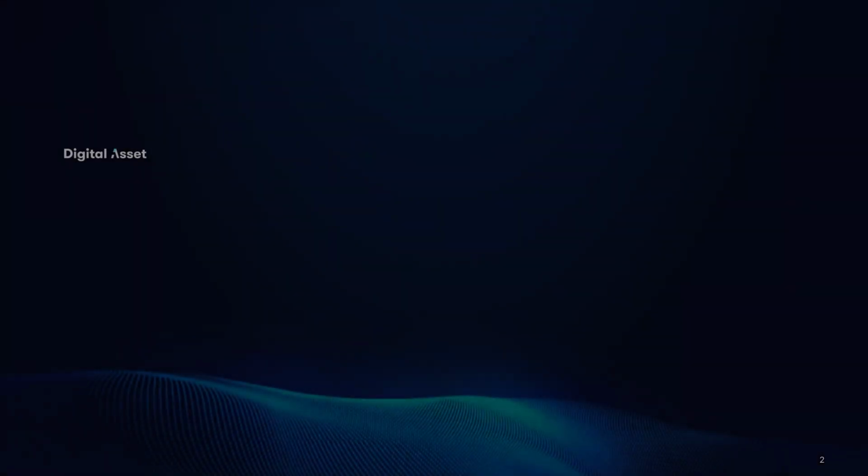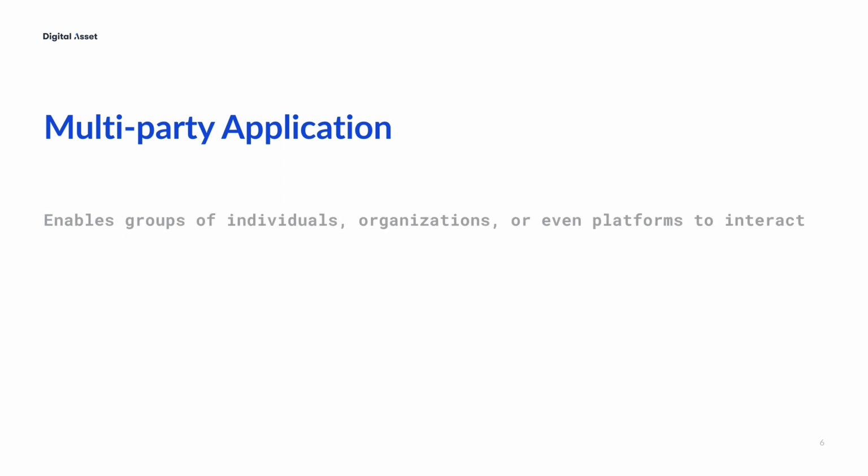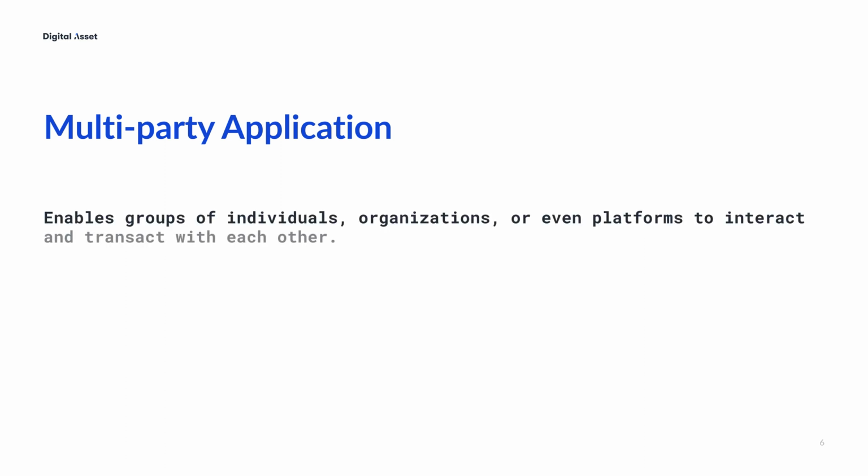To design or build a multi-party application, we should have a clear understanding and definition of what a multi-party application is and how it differs from conventional enterprise systems. A multi-party application enables groups of individuals, organizations, or even platforms to interact and transact with each other efficiently without the need for intermediaries or complex integrations.